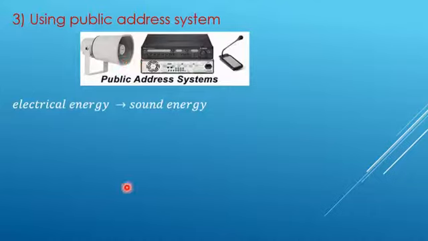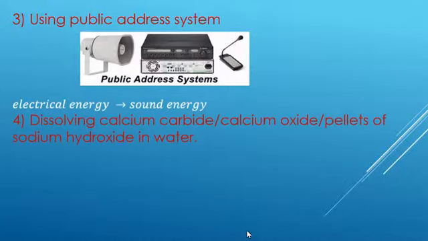Don't go and write a lot of forms of energy. You might get your answer wrong. So this is the answer. Now let's move on to the fourth one. We're saying dissolving calcium carbide. This chemical is sometimes used by people during festive activities, just to create sound, violent reactions, and fire.